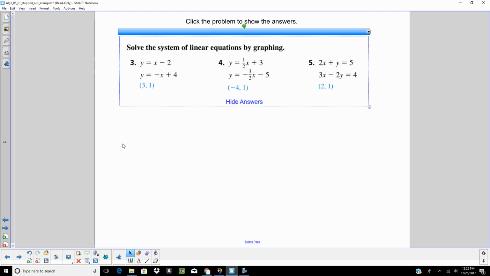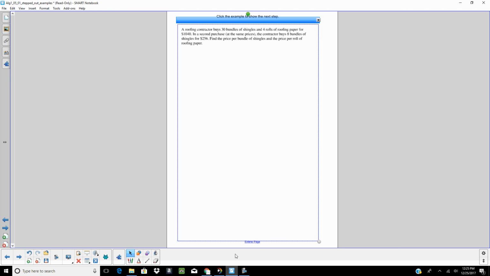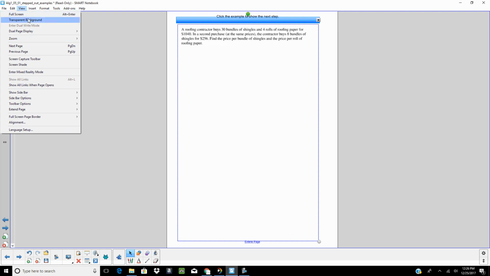Your answers here should have been 3, 1, -4, 1, and 2, 1. All right, let's do a word problem. And let's enlarge that so that's a little bit easier to see.